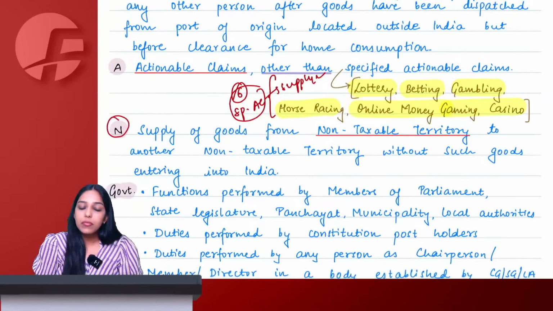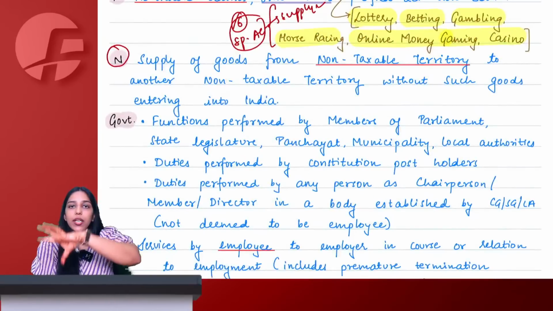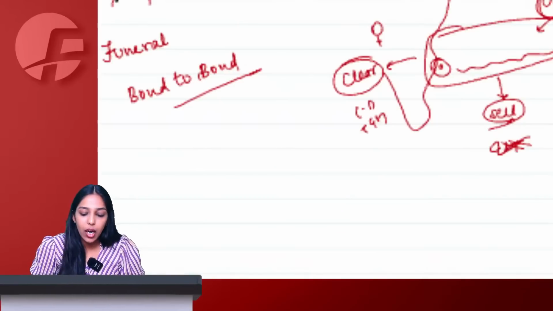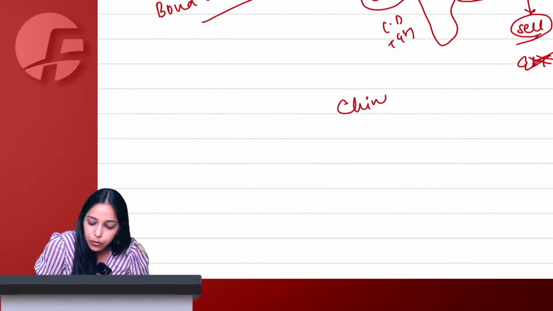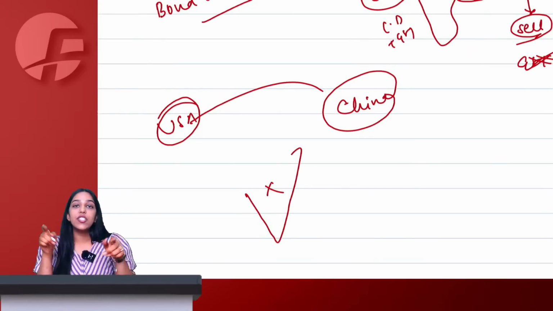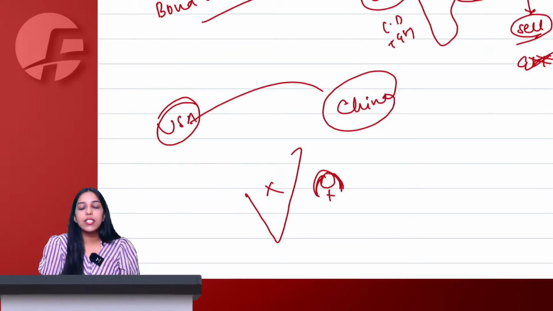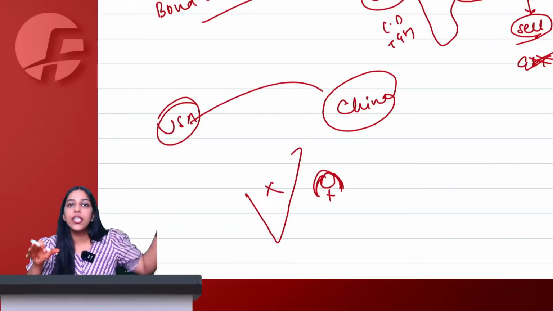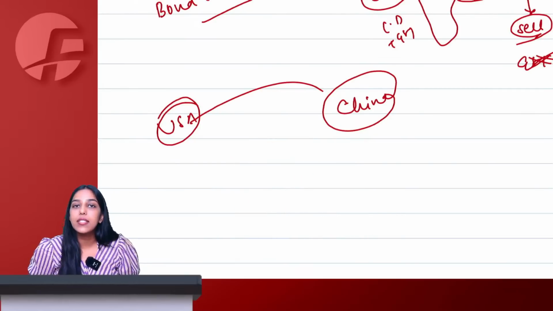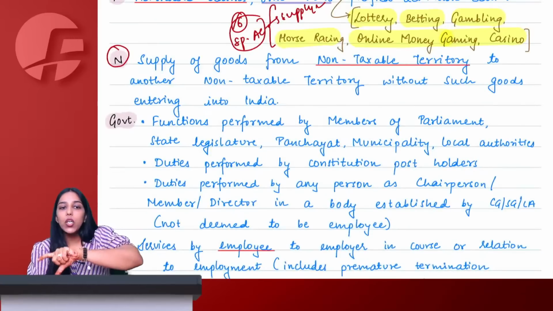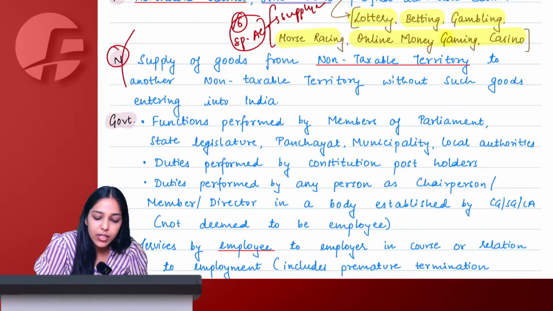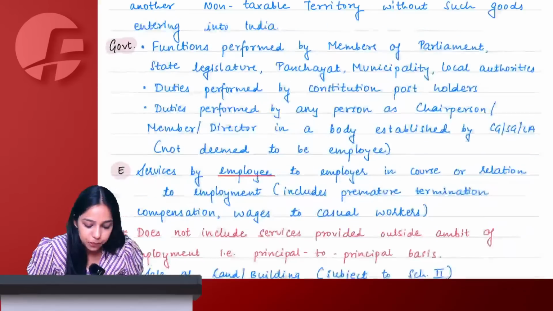Then N for goods moving from one non-taxable territory to another non-taxable territory without entering into India. So let us say the goods moved from China and they went to USA. They never even entered India. The person who is arranging the transaction is an Indian person, but these goods never came to India. They left from China, they reached USA. So if something is not entering India at all, then how can we levy GST on these things? So the goods, if moving from one non-taxable territory to another non-taxable territory without entering into India, also fall under the negative list, no supply under GST.